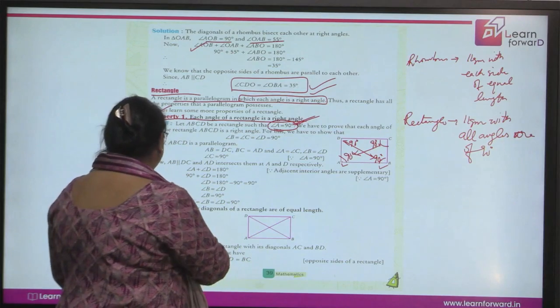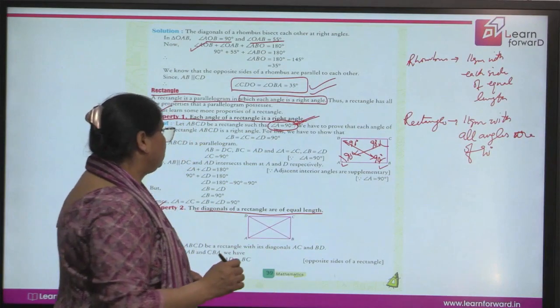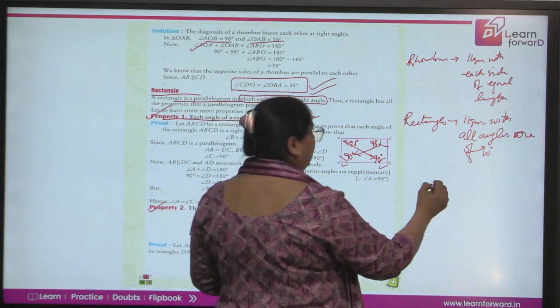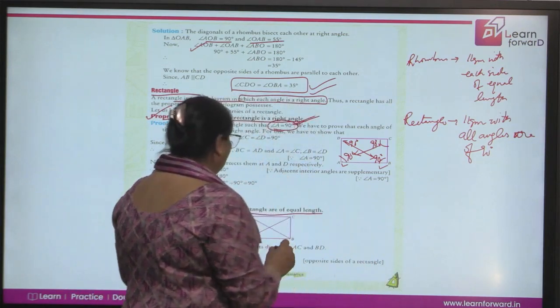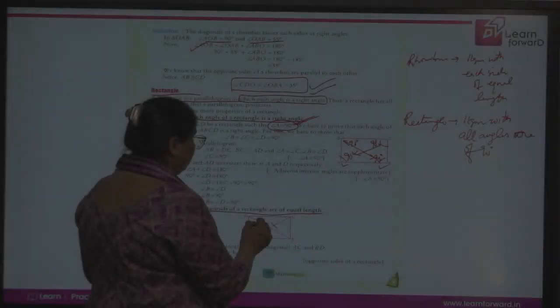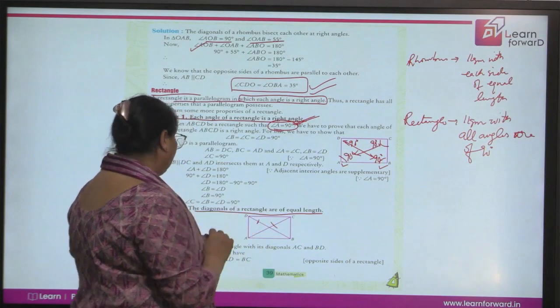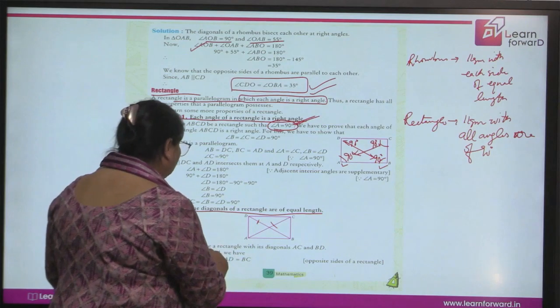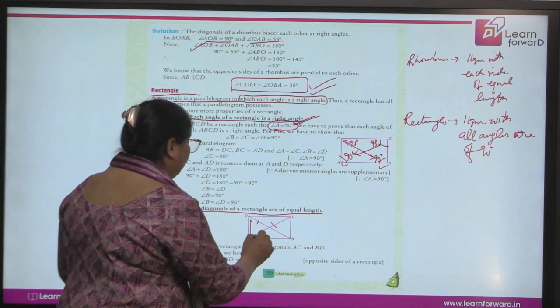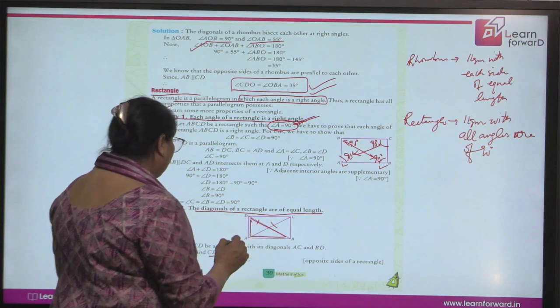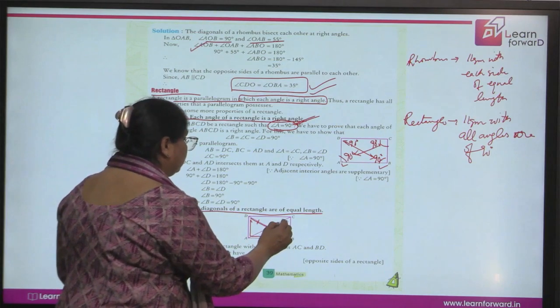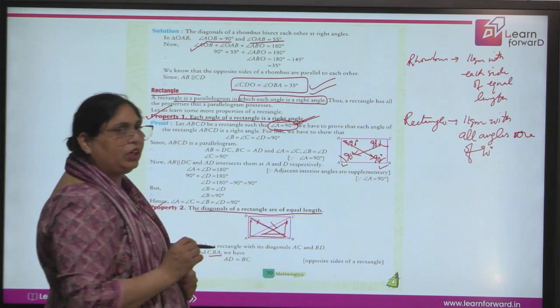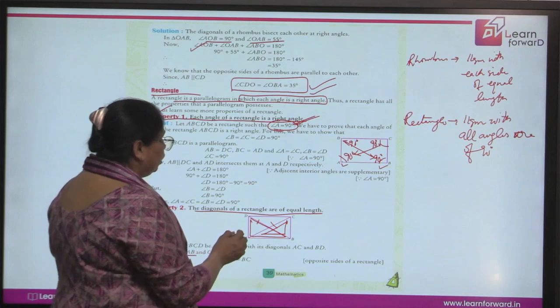Now the next property is: diagonals of a rectangle are of equal length. Here the diagonals AC and BD are of equal length. To prove this, we are taking two triangles, DAB and CBA.